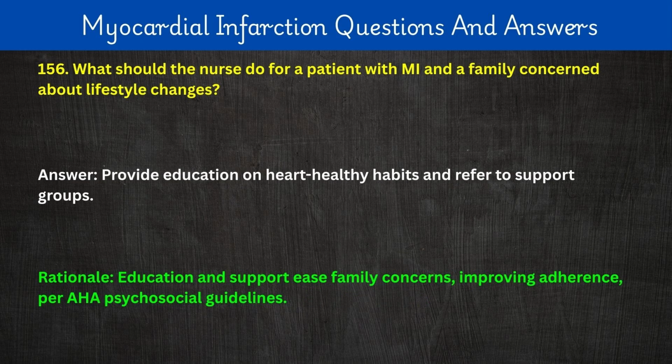156. What should the nurse do for a patient with MI and a family concerned about lifestyle changes? Answer: provide education on heart-healthy habits and refer to support groups. Rationale: education and support ease family concerns, improving adherence, per AHA psychosocial guidelines.